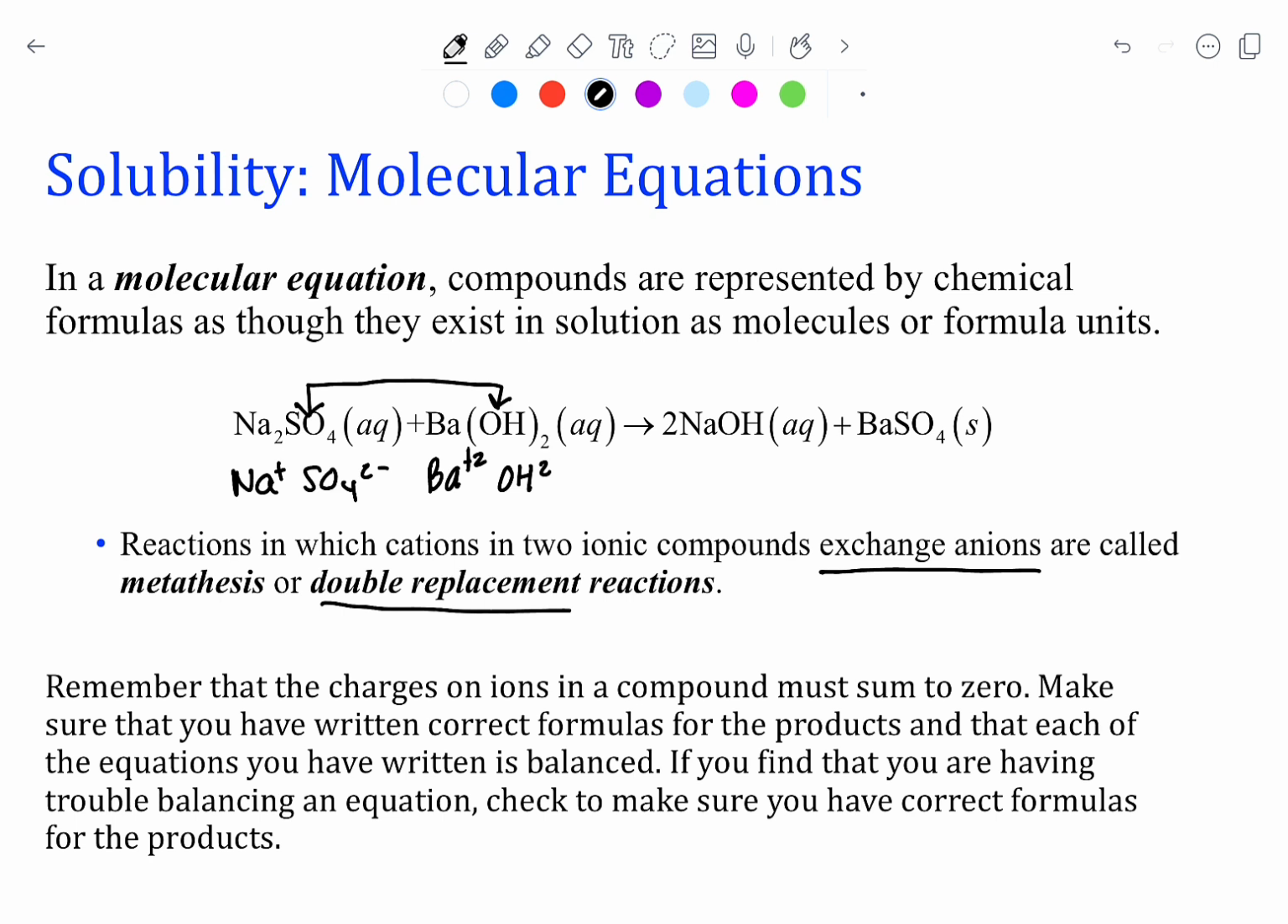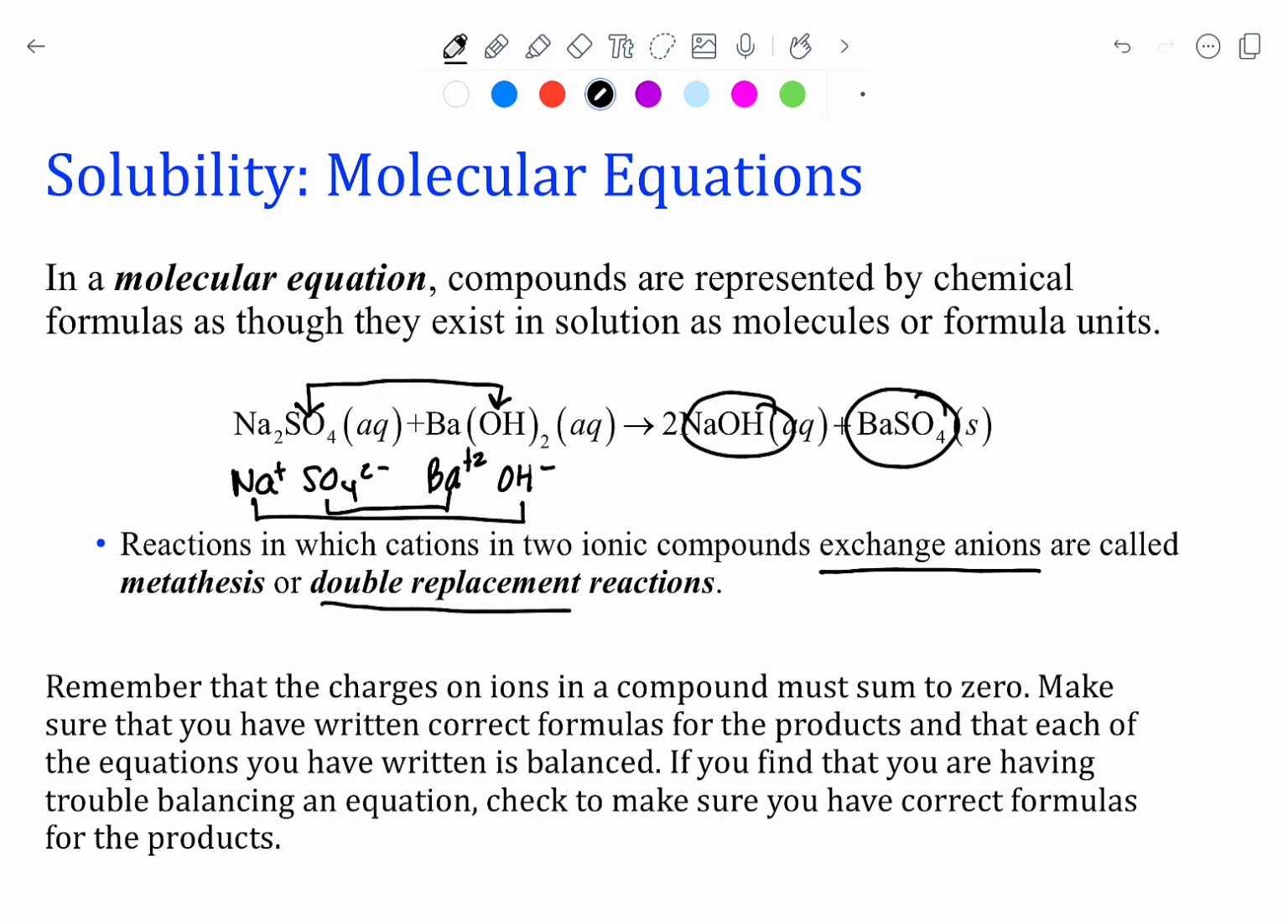So our new equation, I have this written wrong, this should be OH minus, there we go. Our new equation is now sodium with hydroxide, and barium with sulfate, BaSO4. Okay, and you can see that we've written their formulas to account for their charges correctly. We're using our typical rules for writing ionic compounds. Okay, so all we did was switch our anions.